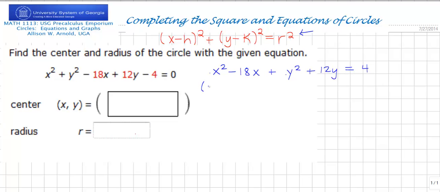Now the actual process of completing the square I will describe, but what I want you to think about is that we're completing the square separately on the x terms and the y terms, and whatever we do to one side, we must do to both sides. Okay, so we're going to do the same thing on each side.